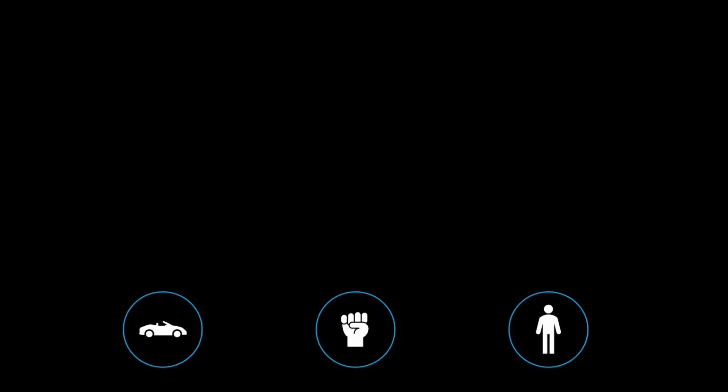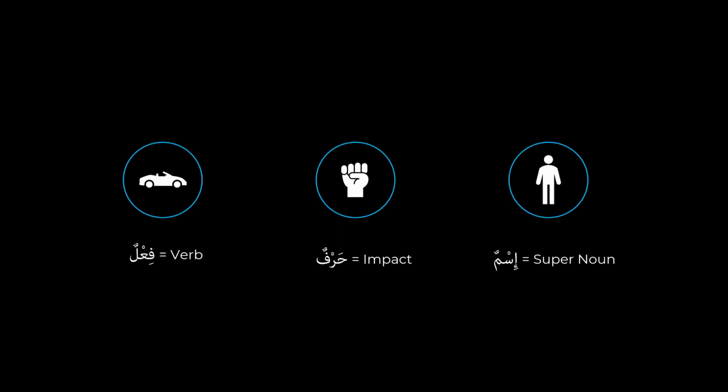So everything begins with what's known as the kalimatun, or a word. When we delve into this concept further, we realize that in the Arabic language, there are three types of words, right? So we have a fa'il, which is essentially an action word, or in English, a verb. Then we have a harf, which is a small word which has an impact on the context or meaning of a word that comes after it.